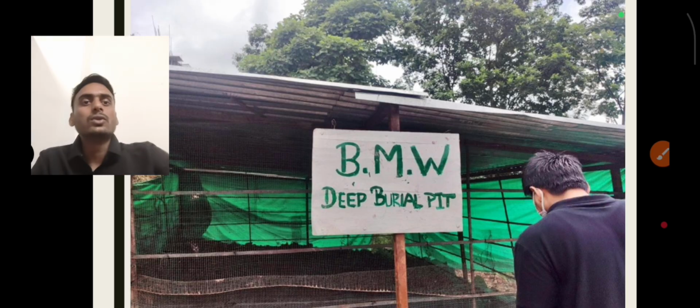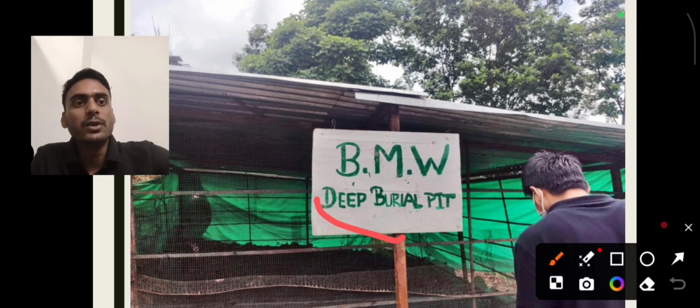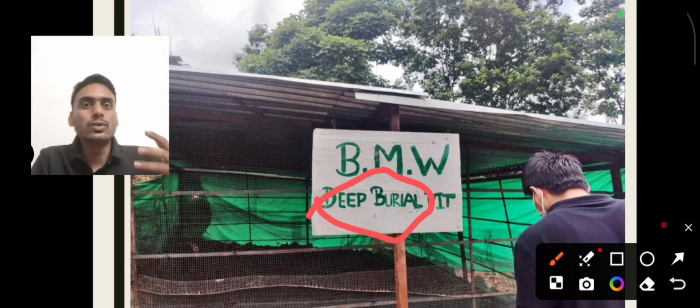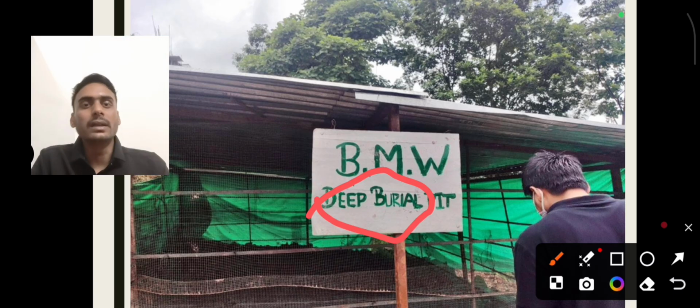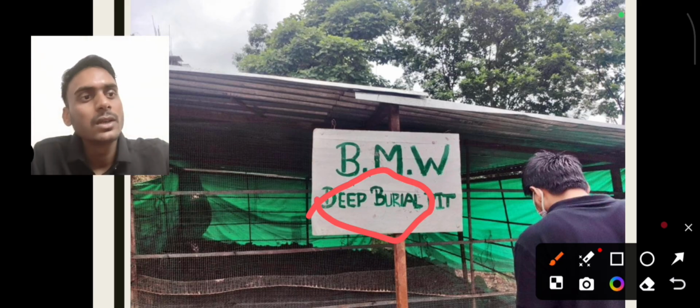One more method is there, the deep burial method. Deep burial means you dig 1 to 3 meters deep, place all the waste material, and cover it. Then it takes some time and is destroyed or disposed of easily. So these are basic things, a basic method.